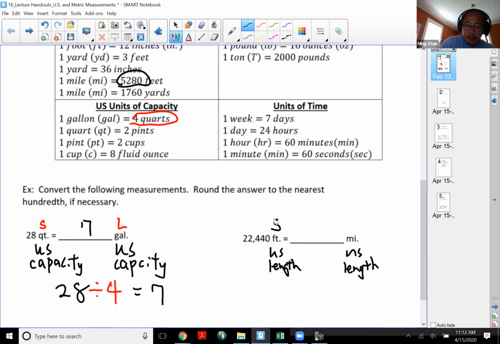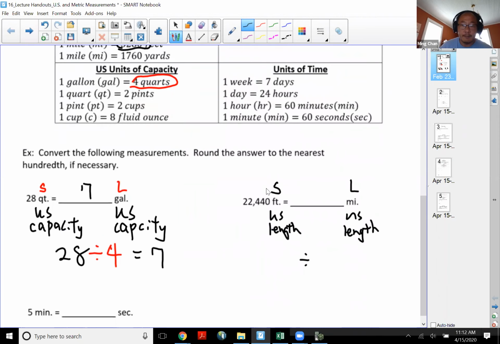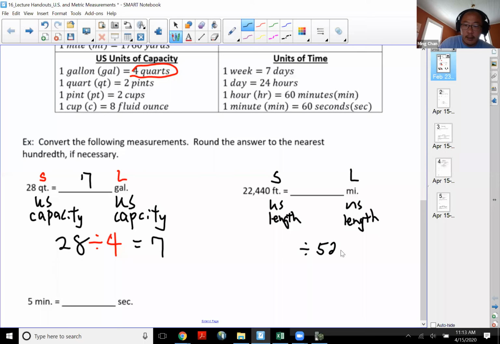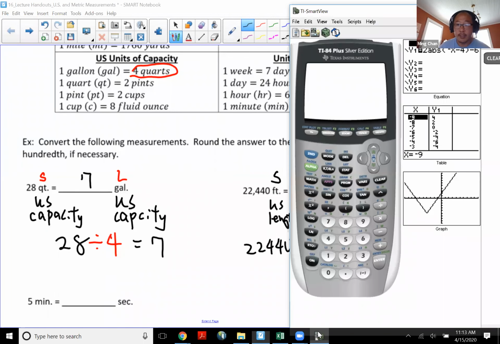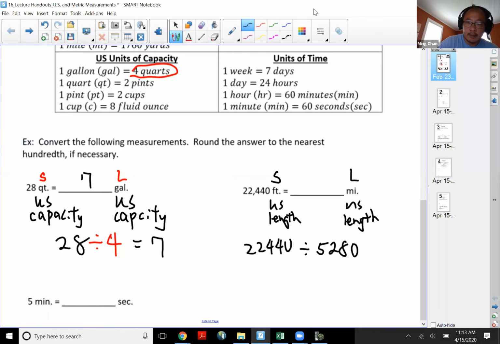So feet is small, mile is large. Whenever I'm converting from a small unit to a large unit, we will divide. And the number we divide by is the ratio between mile and feet, which is 5280. So I take my 22440 divided by 5280, rounded to 2 decimal places. I can't see my answer. Okay, 4.25. Exactly 4.25. Sounds good.